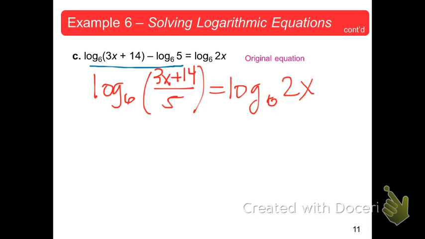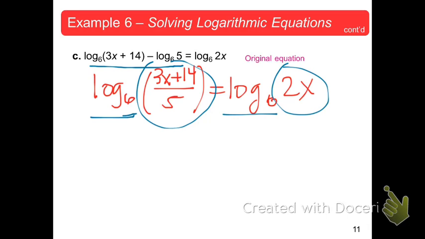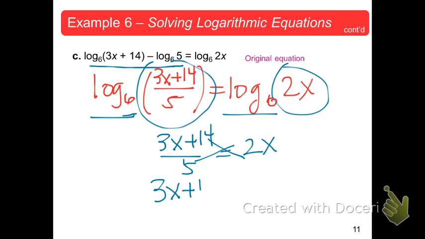Now what do we notice is that we have the one-to-one property. We have one log with the same base equal to another log with the same base. And so these values are just equal to each other. So we have 3x plus 14 over 5 is equal to 2x. And then if we cross multiply, we'll have, of course, 3x plus 14 is equal to 10x. And then subtracting x from both sides and simplifying, we get x is equal to 2.